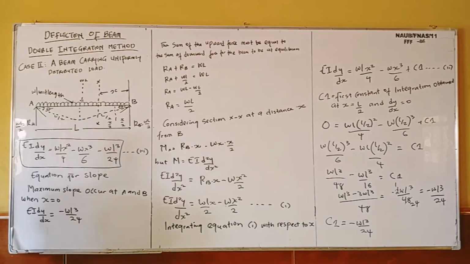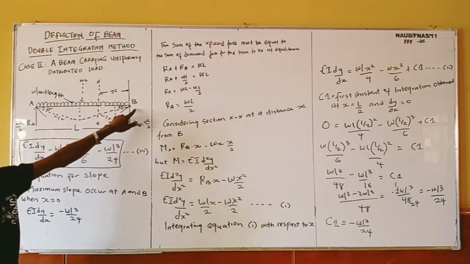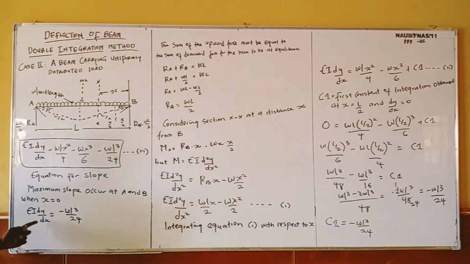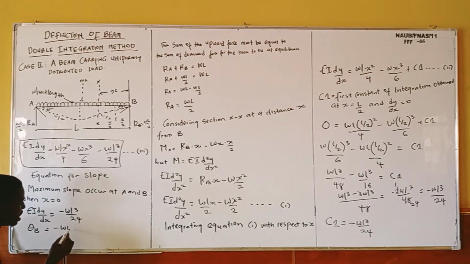So now, if I'm considering section SX from B, my slope, dy dx, let me just write it as theta. I'm considering from B. So my slope dy dx is this one coming to the other side. I'm going to divide both sides by EI. So now I'm going to have minus WL cubed over 24 EI.